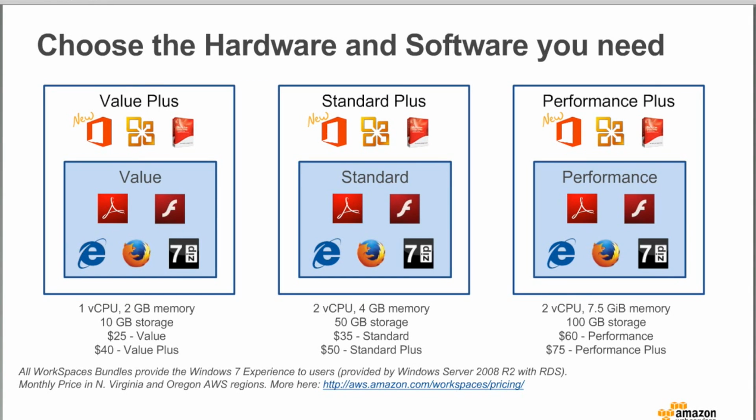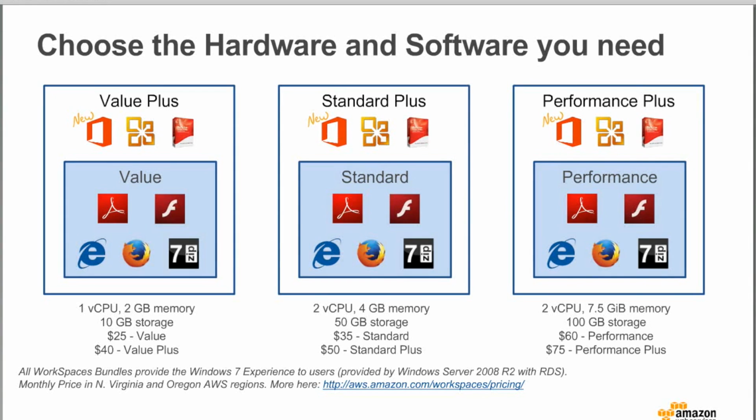One thing I didn't call out was the storage available per user today is fixed and it changes by the bundle type. The value workspace bundle has 10 GB, the standard has 50 GB, and the performance has 100 GB. So this is separate from the root volume that is maintained for each workspace. All of the storage called out here is just for the user profile. So theoretically, on a performance workspace, a user could have up to 100 GB of data stored that is their own.